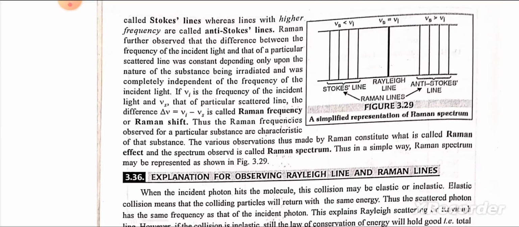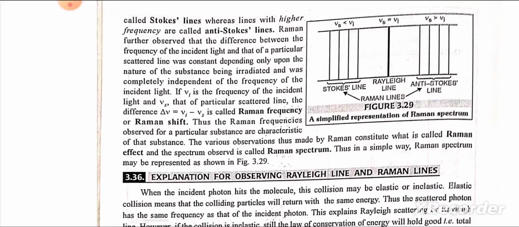Raman further observed that the difference between the frequency of the incident light and that of a particular scattered line was constant, depending only upon the nature of the substance being irradiated, and was completely independent of the frequency of the incident light. If mu I is the frequency of the incident light and mu s that of a particular scattered line, the difference delta mu, equal to mu I minus mu s, is called Raman frequency or Raman shift. Thus, the Raman frequencies observed for a particular substance are characteristic of that substance.